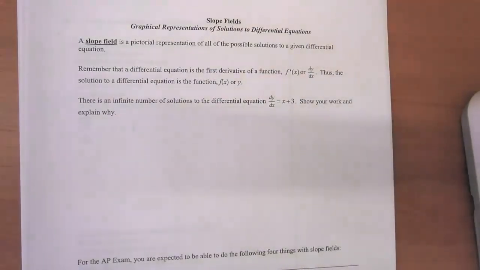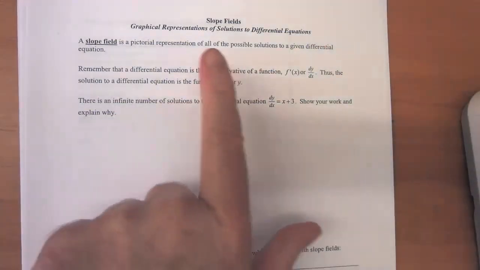So what we're going to do is, it says here that a slope field is a pictorial representation of all the possible solutions to a given differential equation. So basically what we're going to be doing is solving differential equations or analyzing them, but we're going to be looking at the graph rather than the algebraic expression of the function for the most part.